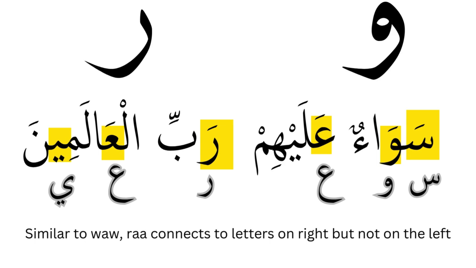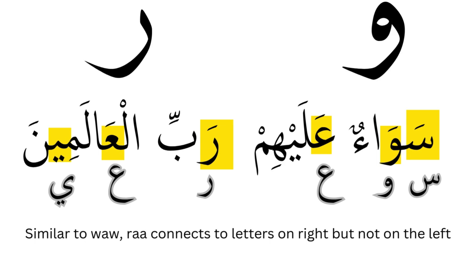So the letters wow and raw connect to the letter before them, but they do not like connecting with the letters after them. So in the first word here, sawa'un, the sin, the first letter, connected with the wow, connected with the letter on its right, but it does not connect with the next letter, which is the alif. There's a gap between the two, although it's the same word, sawa'un.